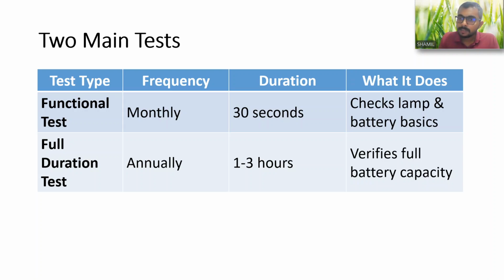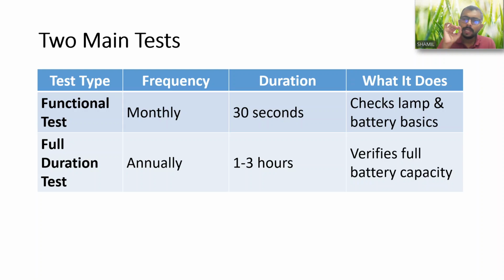The functional test is basically to check the operation of the emergency and exit light. And this testing will take place monthly. Every month we need to test whether the emergency and exit lights are working or not. The duration of the test is 30 seconds. We just need to simulate a power failure and see whether all the lights are working or not. The purpose of this test is to see whether the lamp and the battery are working properly. In case there is any damage, then we have to replace or repair that light.